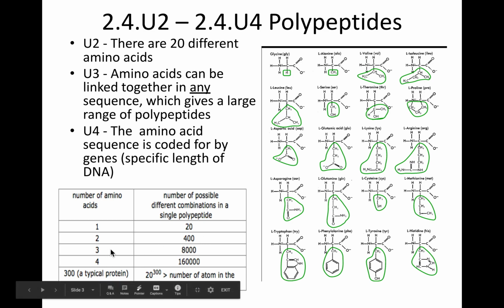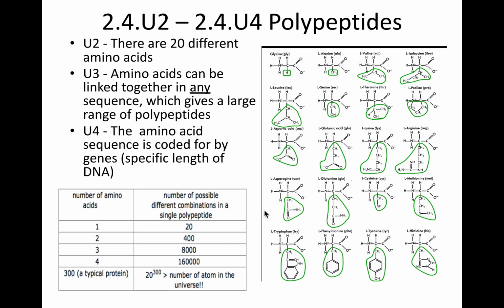If there were 3 amino acids, think about it this way, 20 to the power of 2, 20 to the power of 3. You're going to get 8,000 possible combinations. If there's 4 amino acids, you're going to get 160,000. And if you look here, a typical protein is 300 amino acids. So if you put 20 to the 300 power, that is more than the number of atoms in our universe. So there are tons of possible combinations. That means there's lots of different proteins that living organisms can make. And these 20 amino acids are not just in humans, they're in all living things. And so we have a lot in common with lots of different species because of that.